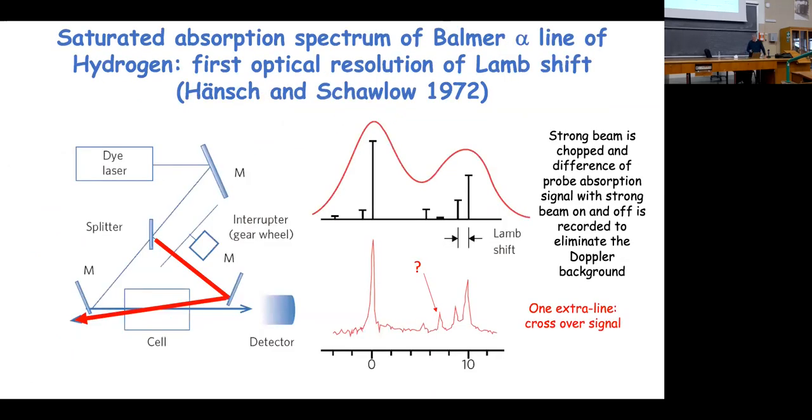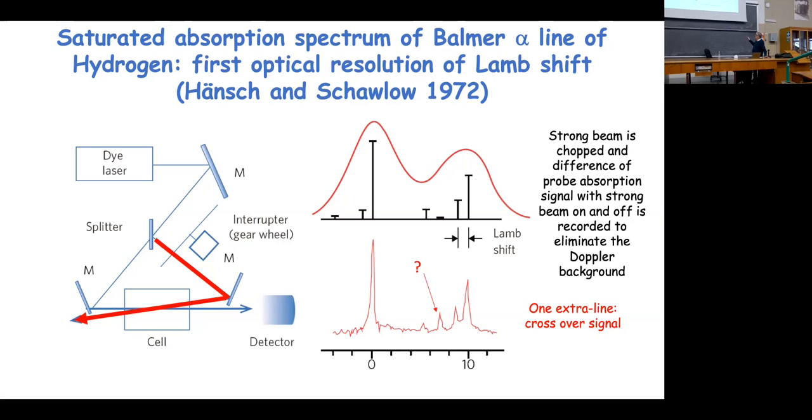So I show you here the setup that Hänsch used. You have a dye laser. You split the dye laser into 2 beams using a beam splitter here. One beam is going from left to right. This is the probe beam. And one beam is going from right to left, the intense beam. This is the pump beam. And they overlap in the cell where you have hydrogen atoms. An electric discharge prepares the atom in the 2s state. And these beams are doing the spectroscopy.